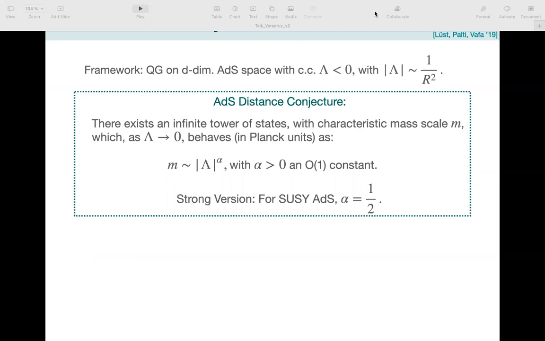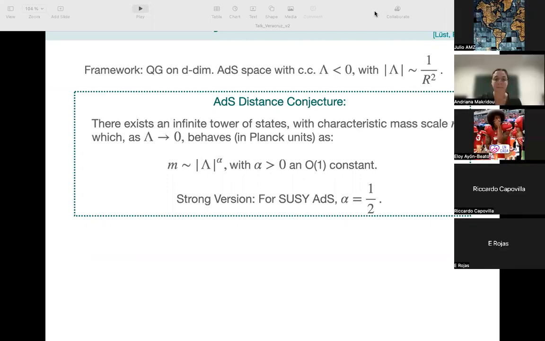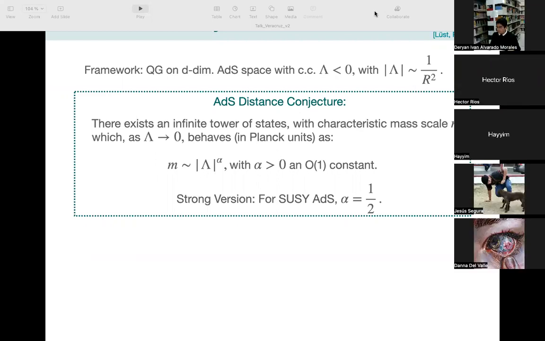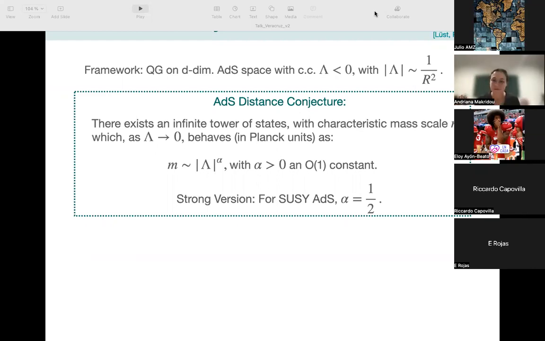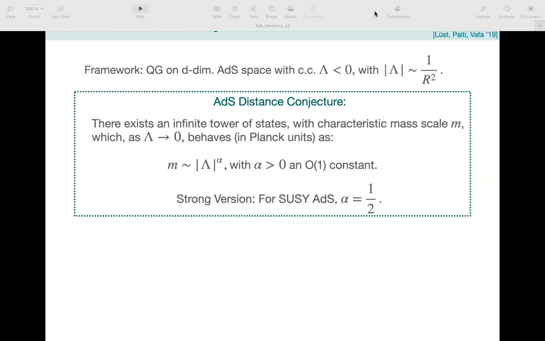So effectively, you start with this effective field theory description. It has the Ricci scalar, it has a negative cosmological constant term, and it has this effective potential for these scalar fields, whatever they are. And now you're saying that there exists an infinite tower of states with a characteristic mass scale, which appears when you go to the lambda to 0 limit. So they are claiming that the limit from anti-de Sitter to Minkowski is an infinite distance limit.